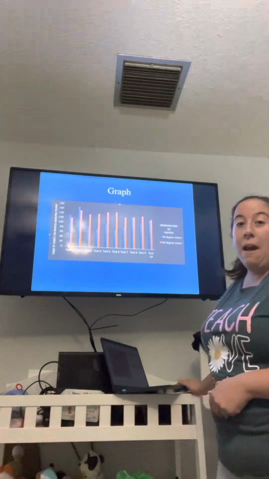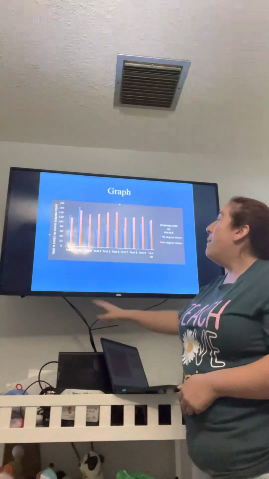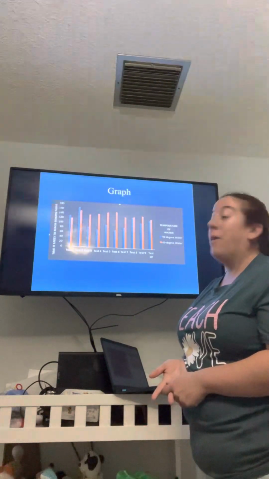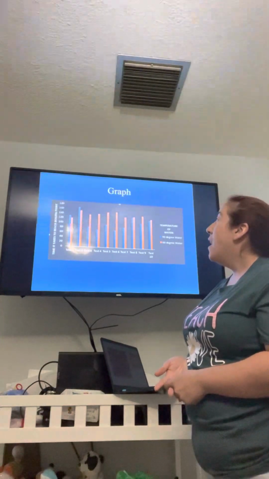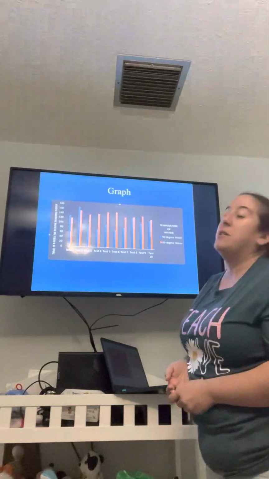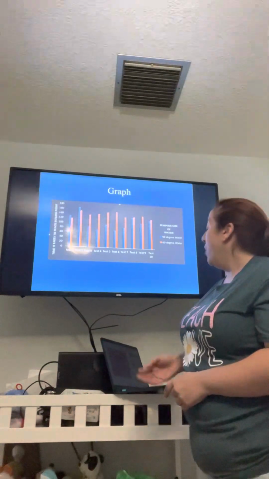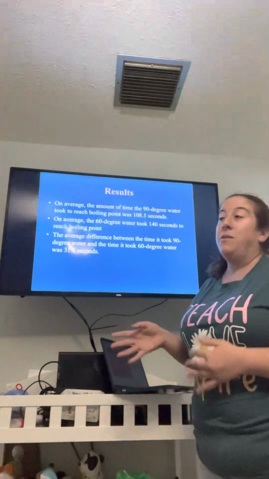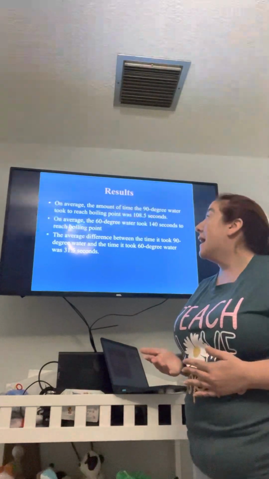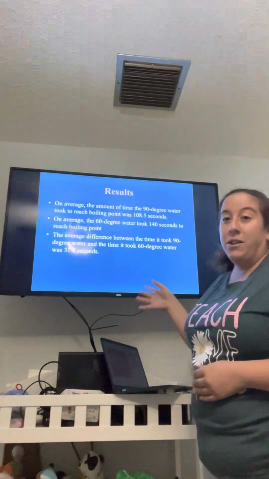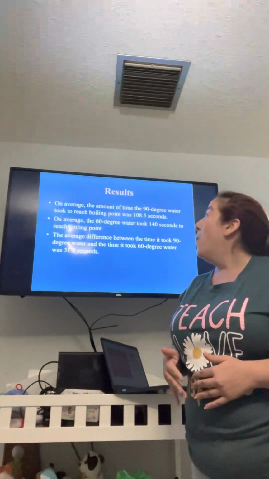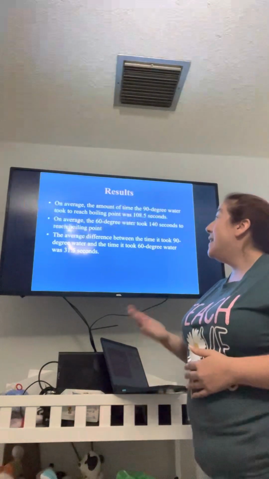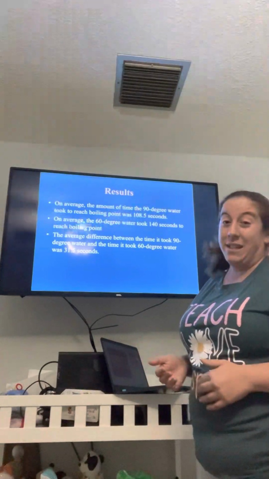I created a graph so that way I could visualize my data. In my first two tests, it actually took the hot water longer to boil than the cold water, but in the remaining tests, there was a big gap between the amount of time that it took the hot water and the cold water. On average, the difference between those two times was about 31.5 seconds. The average amount of time that it took the 90-degree water to boil was about 108.5 seconds, and for the cold water at 60 degrees, it took about 140 seconds to reach boiling point.